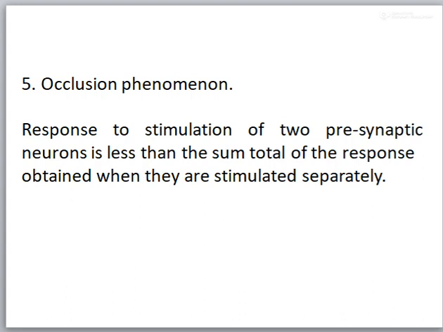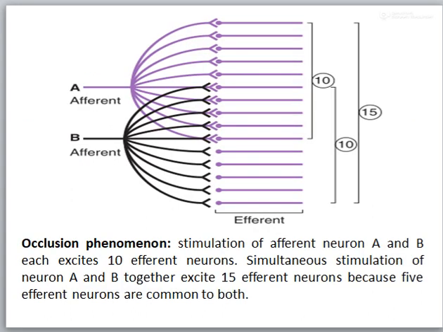What is occlusion phenomena? This is the stimulation of two presynaptic neurons. The response to stimulation of two presynaptic neurons is less than the sum total of the response obtained when they are stimulated separately. Suppose there are two afferent neurons A and B. Then what happens if A is stimulated? It excites, suppose, 10 efferent neurons, and if B is stimulated, then it also excites 10 efferent neurons.